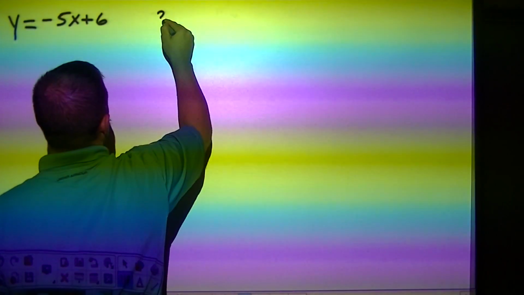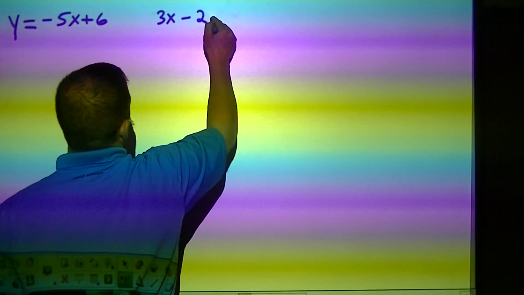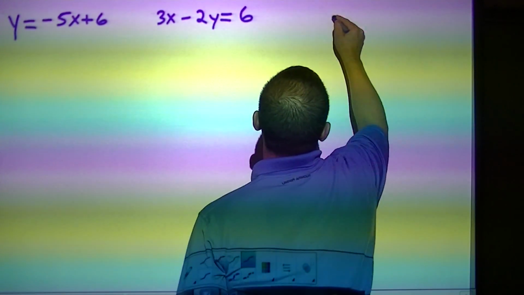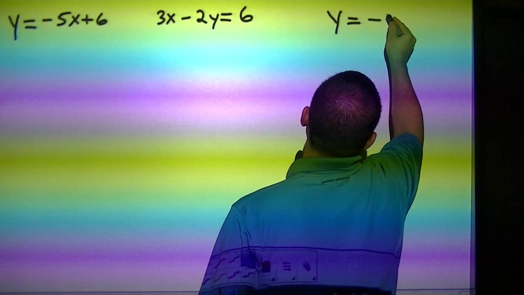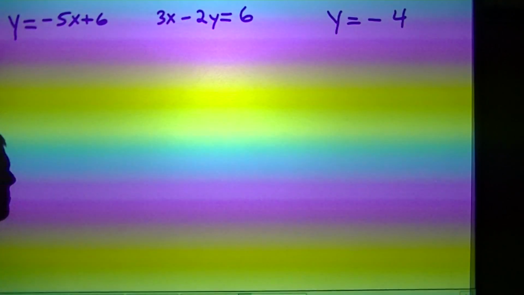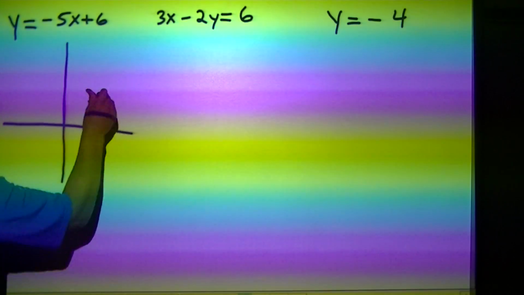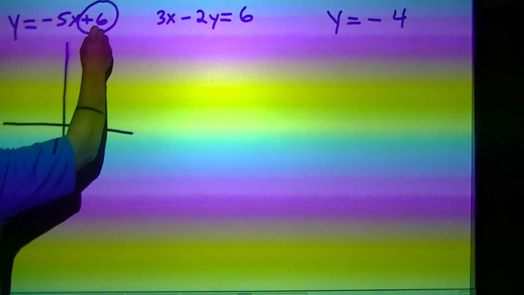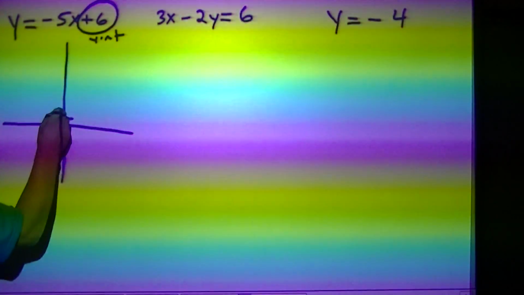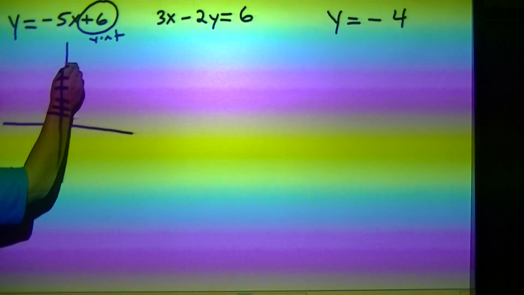Let me go through some more ones. Let me move that down just so we can see it. Let's say I've got y equals negative 5x plus 6. Let's say I've got 3x minus 2y equals 6. And let's say I have y equals negative 4. So, when I'm graphing this one, I'm going to start at my y-intercept. So that means 1, 2, 3, 4, 5, and 6.